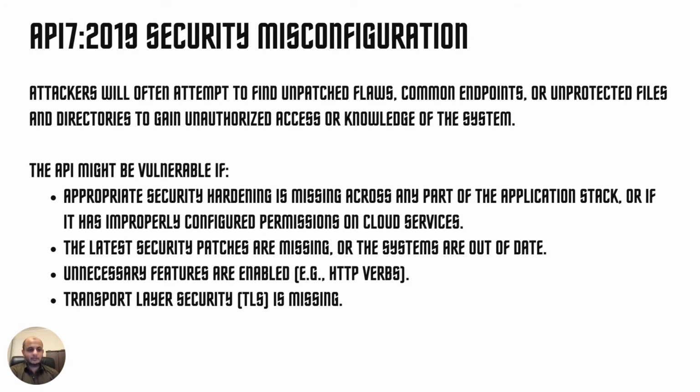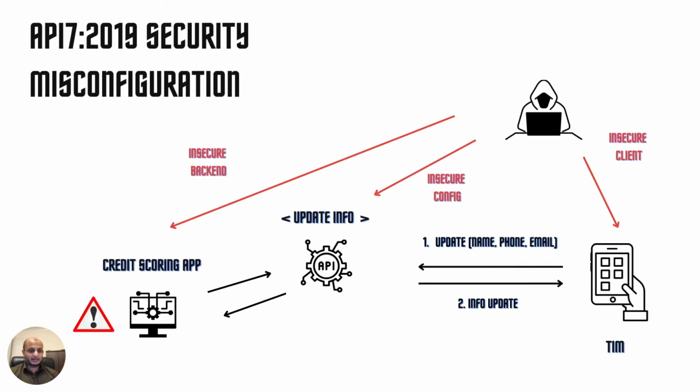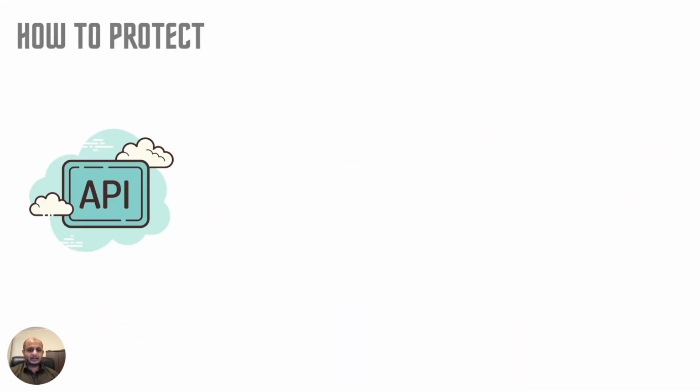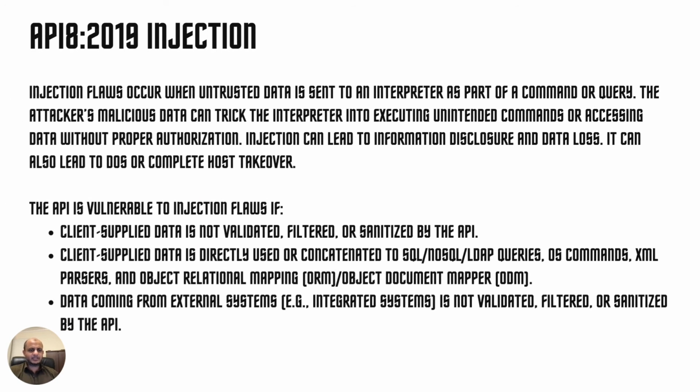Like you have things like the log4j, right? All these things can happen. Maybe your encryption is not there. So basically this can happen at pretty much any layer. It can look at the backend. The attacker can try the insecure configuration of the API, the insecure client. He'll try to find unpatched flaws, common endpoints, unprotected files to gain unauthorized access. So this is a very, very common attack. What do you do? This is pretty simple, right? You need to harden, patch your processes, patch your API, make sure your backend systems are secure, restrict admin access. These are the standard hardening practices. I'm not going to spend too much time on this.